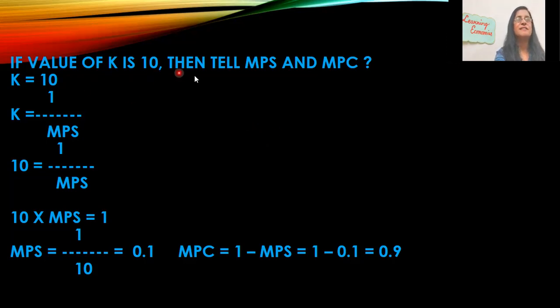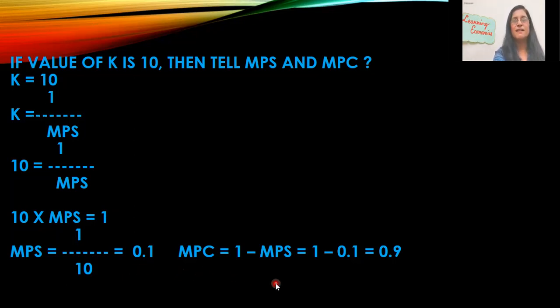If value of K is 10, then tell MPS and MPC. You have to tell MPS and MPC. Just find one of the values and then you can convert it into the other. K is equal to 10. So K is equal to 1 upon MPS. 10 is equal to 1 upon MPS. When you cross multiply it, it will come 10 into MPS is equal to 1. MPS is equal to 1 upon 10. See the next step, and it will come 0.1. So MPS is 0.1. You can easily find MPC.